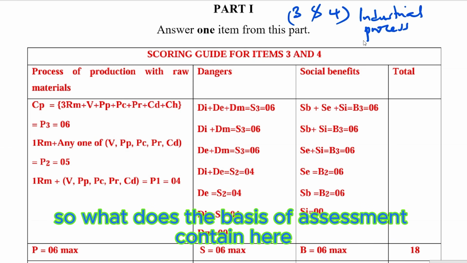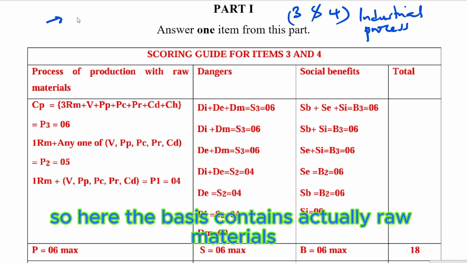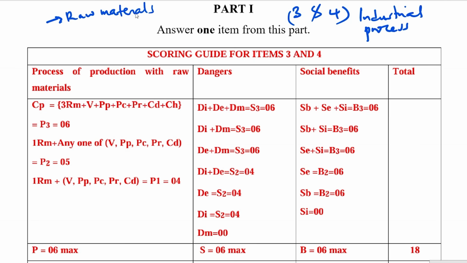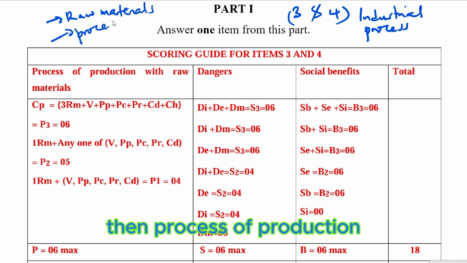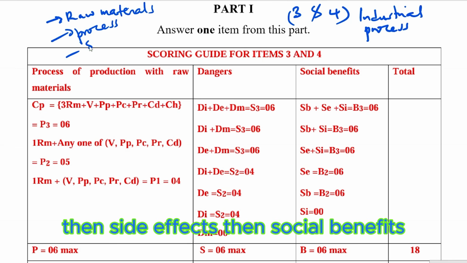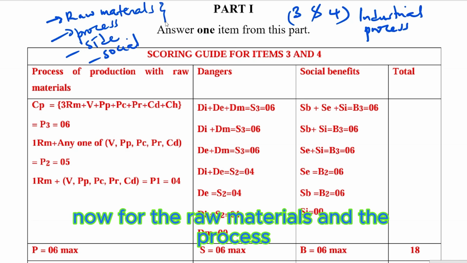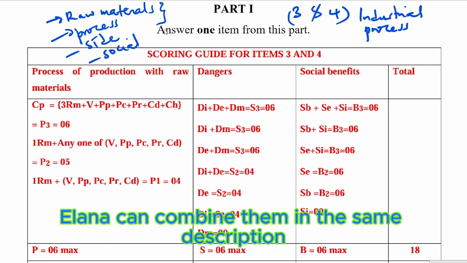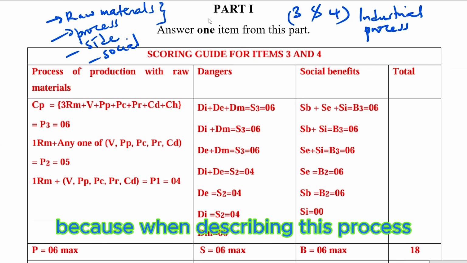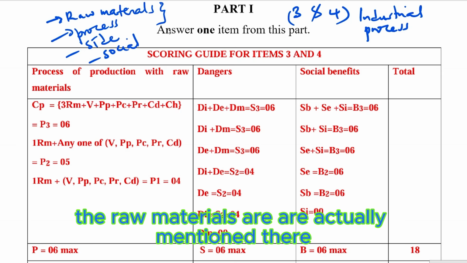So what does the basis of assessment contain here? So here the basis contains actually raw materials, then process of production, then side effects, then social benefits. Now, for the raw materials and the process, a learner can combine them in the same description, because when describing this process, the raw materials are actually mentioned there.